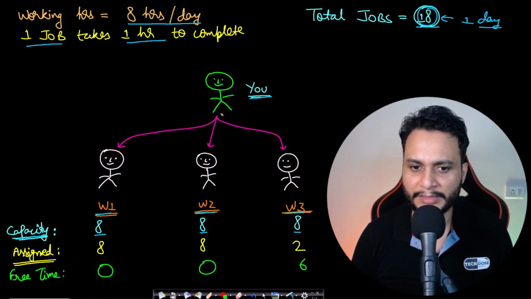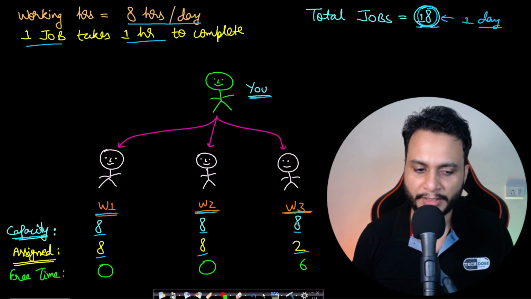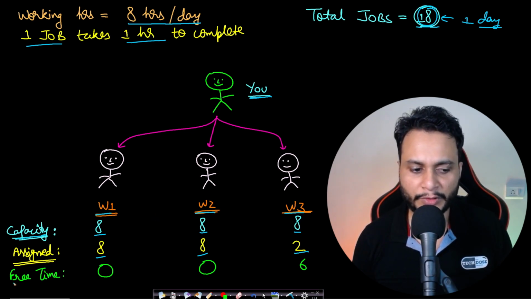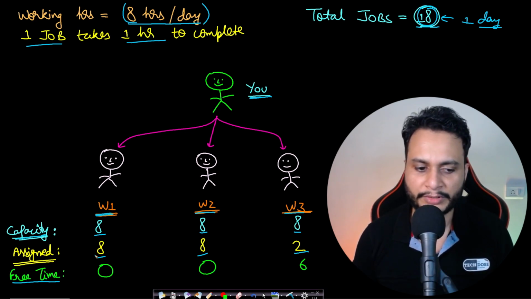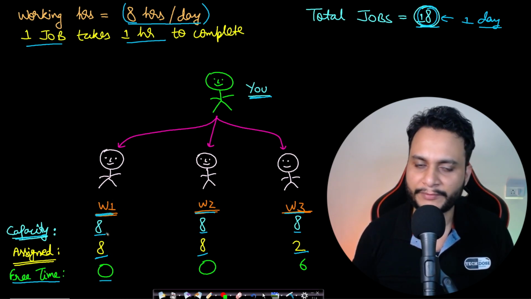So you made the assignment in such a way that you assigned 8 jobs to worker 1, 8 jobs to worker 2 and 2 jobs to worker 3. Now in this case, how much free time does worker 1 have? You know that 8 hours is the working hours, and worker 1 will not have any free time, because 8 jobs are assigned and it will take 8 hours to complete 8 jobs. So there is 0 free time for worker 1.